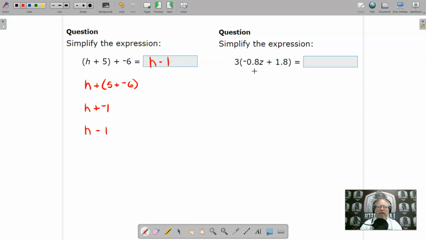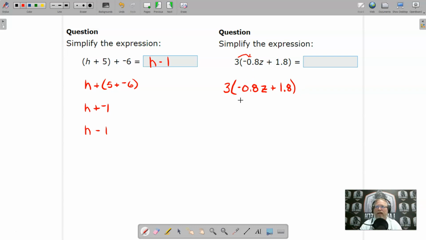Oh, goody goody, decimals, right? So I might be able to do this one in my head. So I have a positive times a negative right here. So I'm going to go ahead and rewrite this. 3 times negative 0.8z plus 1.8. Okay? So 3 times negative 0.8z.